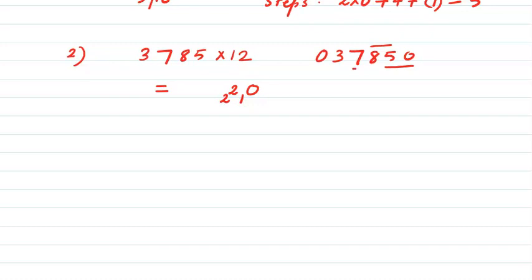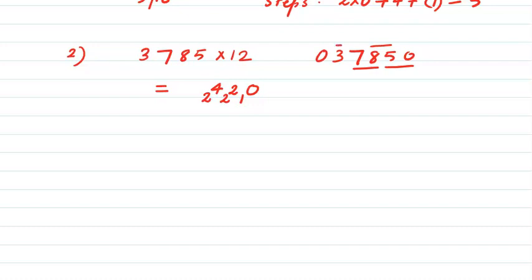In the next step, you take these three numbers, 7 and 8. 7 into 2, 14. 14 plus 8, 22. 22 plus 2, 24. You write 4 here. You take the carry over term to the next.